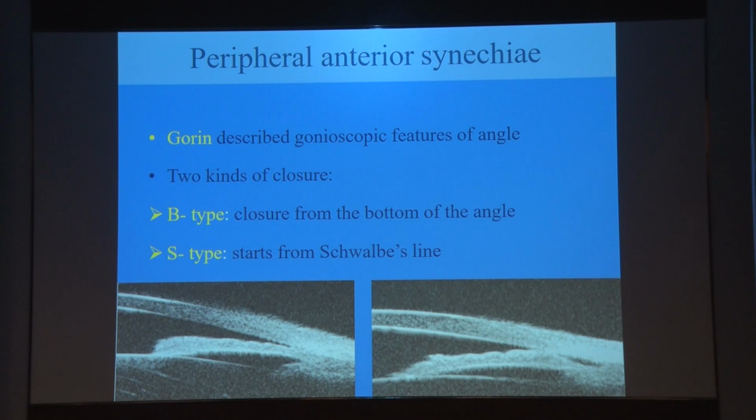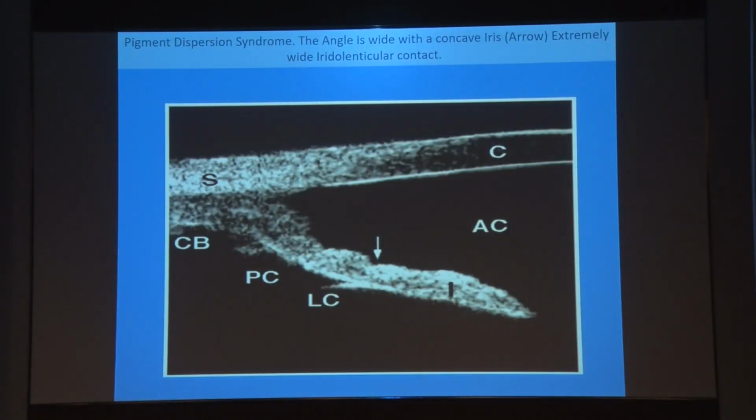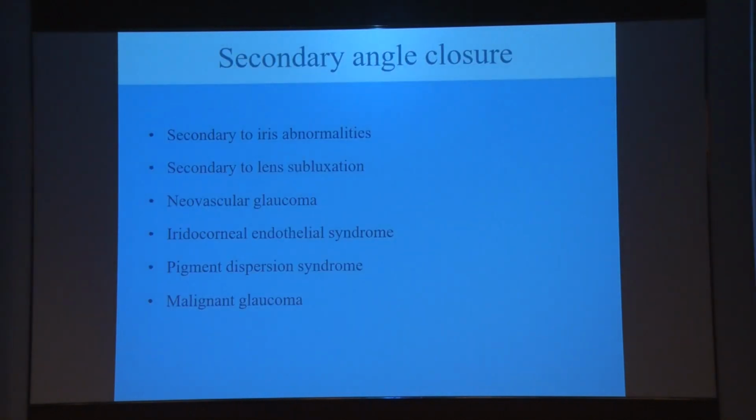Peripheral anterior synechia: gonioscopic features of the angle, there are two types, the B type and the S type. Pigment dispersion syndrome: the angle is wide with a concave iris, and you can see the iridolenticular contact that is there. Secondary angle closure, secondary to iris abnormalities, these are the things where UBM is useful: secondary to lens subluxation, neovascular glaucoma, iridocorneal endothelial syndrome, pigment dispersion syndrome, and malignant glaucoma.